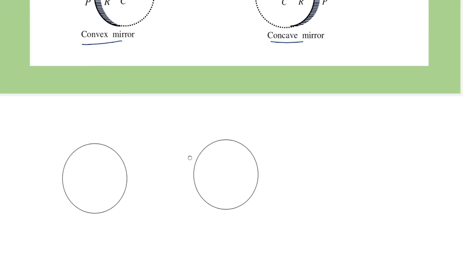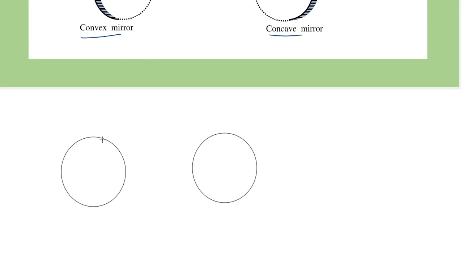As seen in this diagram, we'll assume that only this part is part of the mirror, not the other part. If the outer part is silvered, then light would fall on the inner surface and reflect. Just draw this part of it. These lines mean it is silvered, which means it's like a reflector. Those mirrors where the outer part is silvered and the inner part is reflecting are called concave mirrors.